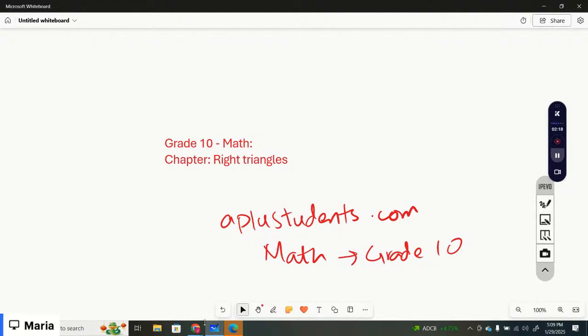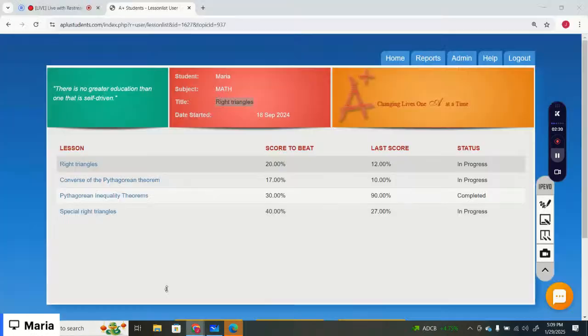Scroll down to grade 10 math and then click on view all lessons. There you can find the list of the chapters. We're going to start with the chapter right triangles. Let's just start with the first lesson, that is right triangles.